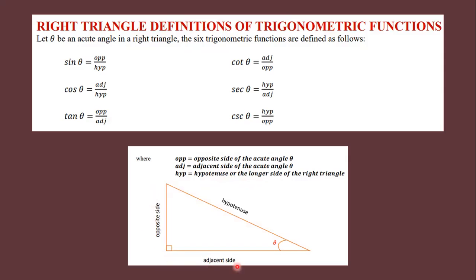It was illustrated here below, given an angle theta. As you can see, this side is the opposite side. That's why we labeled it opposite side. And this is the adjacent side of the angle. And this is the hypotenuse as always, which is the side opposite our 90 degrees.